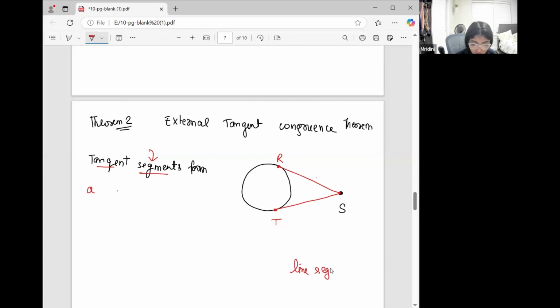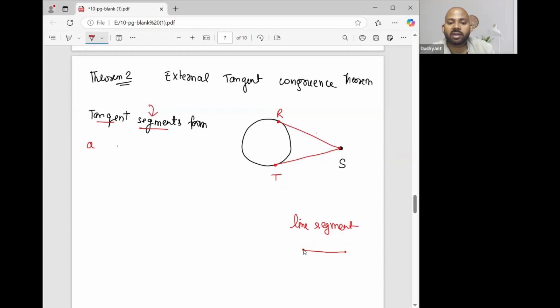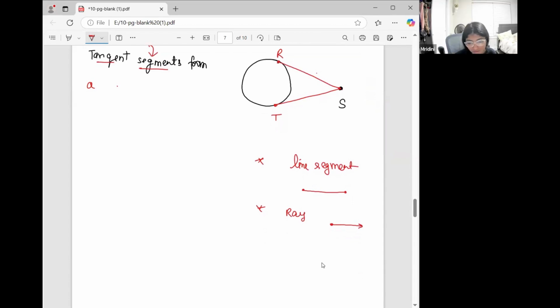A line segment is a small part of a line that has fixed endpoints. Then we have a ray, having one fixed point, while the other end we can extend infinitely. And then we have a line, which states that we don't have any fixed point. We have the extension on both sides. These are line, ray, and line segments, right?